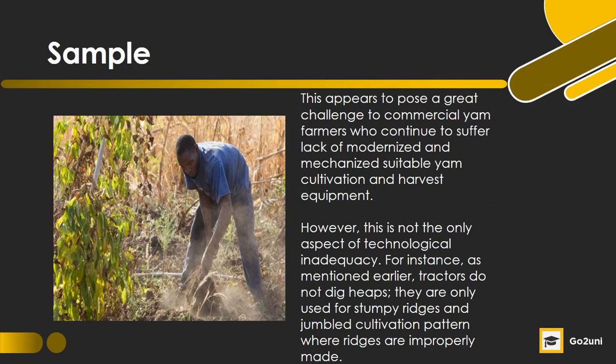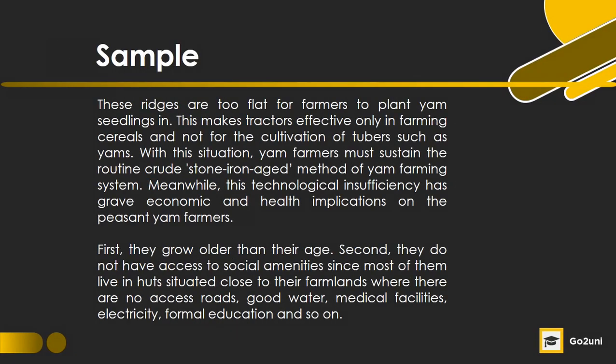However, this is not the only aspect of technological inadequacy. For instance, as mentioned earlier, tractors do not dig heaps. They are only used for stumpy ridges and jumbled cultivation patterns where ridges are improperly made. These ridges are too flat for farmers to plant yam seedlings in. This makes tractors effective only in farming cereals and not for the cultivation of tubers such as yams. With this situation, yam farmers must sustain the routine, crude, stone-iron-aged method of yam farming.